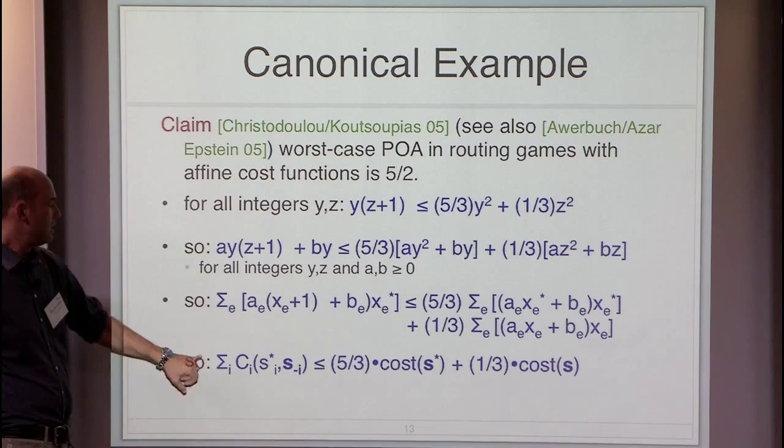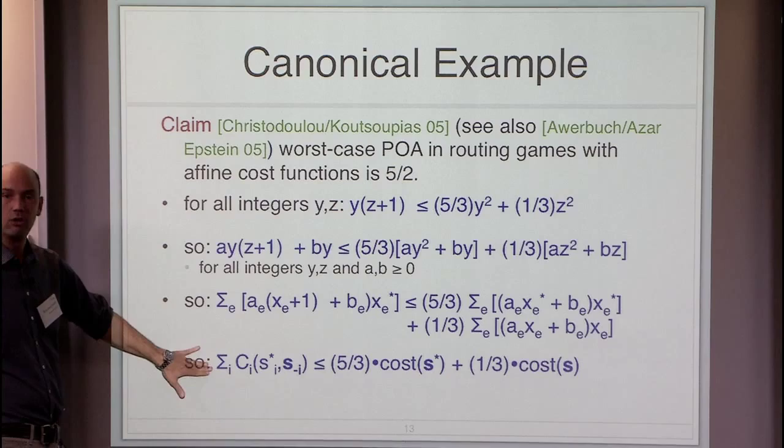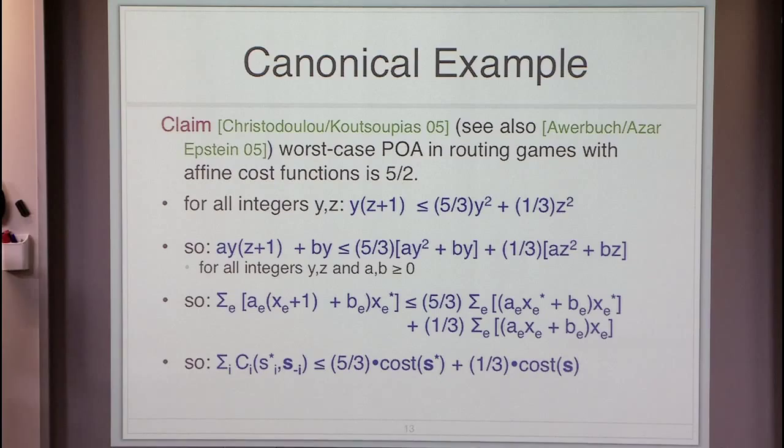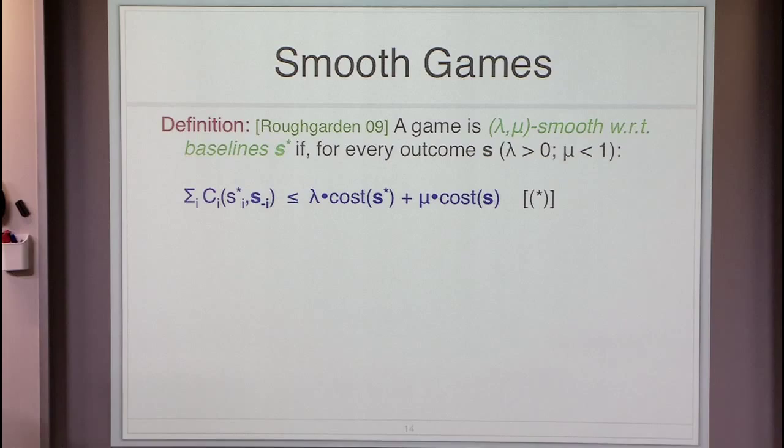This inequality actually is proven by the exact same algebra, no matter what the outcome S is, okay, any traffic pattern in one of these networks. Doesn't matter if it's an equilibrium or not. And also doesn't matter if it's an optimal solution or not, but that's not relevant, okay? So the algebra, at least in this particular case of routing games, does prove the inequality that we wanted, but in an even stronger form than what was required. Okay, so we're gonna give this stronger form a name.